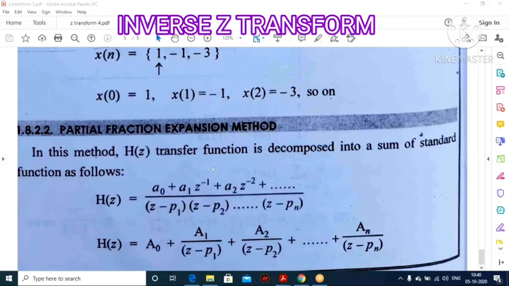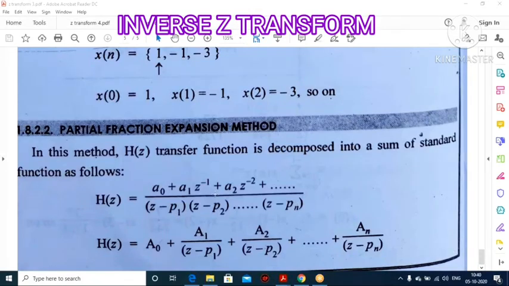Next we move on to the partial fraction method, that is the PFE method, partial fraction expansion method. So in this method, our H of z, that is the transfer function, first you have to decompose it into a sum of standard functions, right? So this is your transfer function: a naught plus a1 z inverse plus a2 z power minus 2 and so on, divided by z minus p1, z minus p2 up to z minus pn. So all are factored.